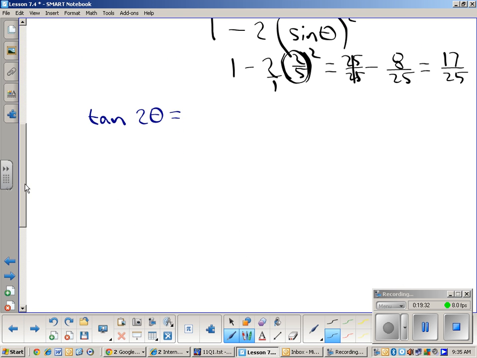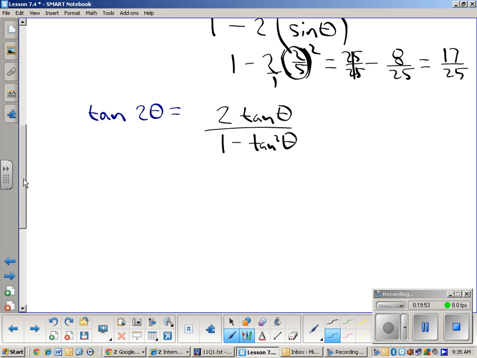2 tan theta over 1 minus tan squared theta. So we have to look back at the triangle. Opposite over adjacent would be 2 over root 21, and we have to rationalize the denominator. Opposite is 2, yep, 2 over square root of 21. So this on top would be 2 times 2 over square root of 21.